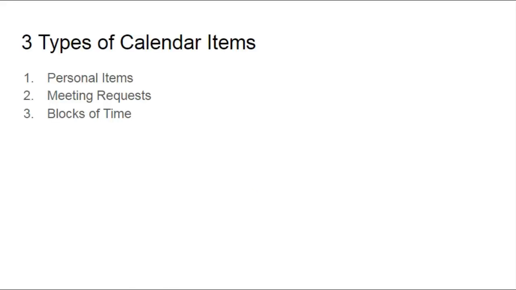There are 3 common types, and we are going to review them quickly. The 3 types of calendar items are personal items, meeting requests, and blocks of time. So personal items would be something such as you have a dentist appointment, or you have to get your car fixed. They're really not anything that a customer or a business colleague is invited to. It's just things that happen in your life. It might be your child's soccer game.